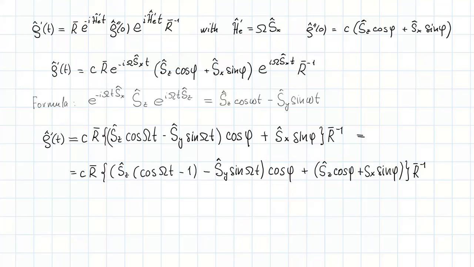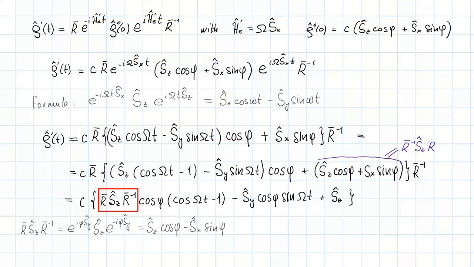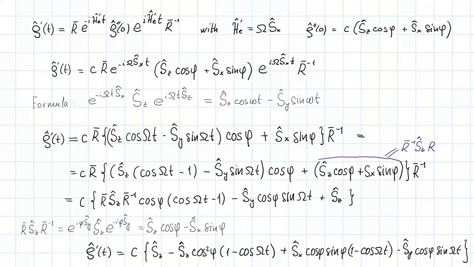Now, let me remind you that this term is equal to the inverse R bar, Sz, R bar. With this, by calculating the last sandwich operator, I can write the following result for the density matrix, which has terms proportional to Sx, Sy, and Sz.